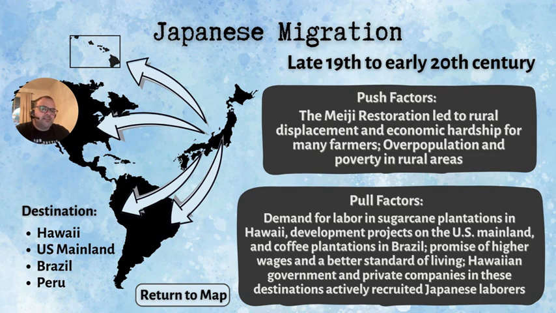And then the Hawaiian government, and yes, the Hawaiian government, Hawaii was its own government before it became part of the United States. That is a whole conversation for another time. They were actively recruiting Japanese labor to come and work in those plantations because they needed the workers. And again, we'll talk more about Hawaii as we go.